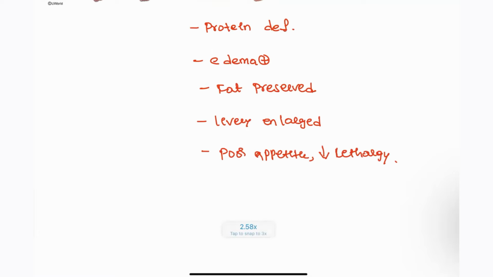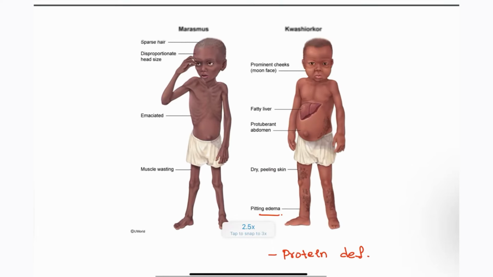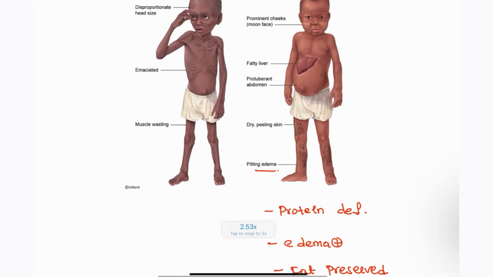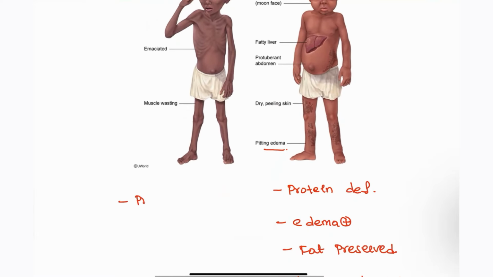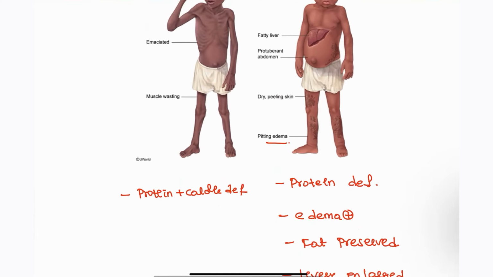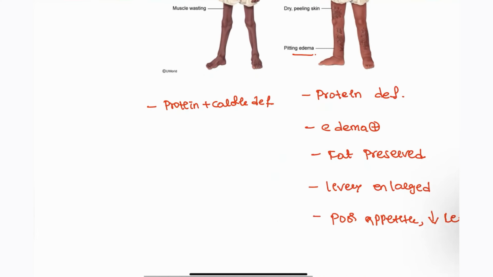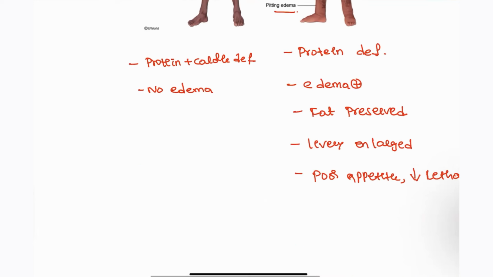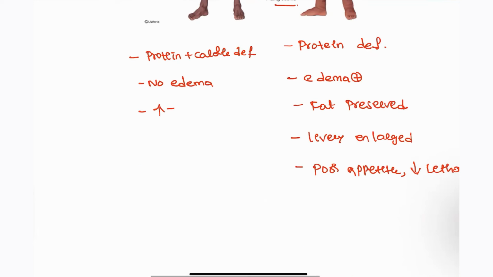Coming back to the marasmus patient, how is it seen, guys? This patient has severe muscle wasting, so not just protein deficiency, this patient also has calorie deficiency. Usually there is no edema, you can already see no edema. This is also known as muscle wasting and baggy pant appearance. The patient will be irritable.